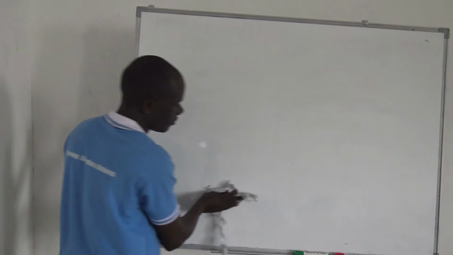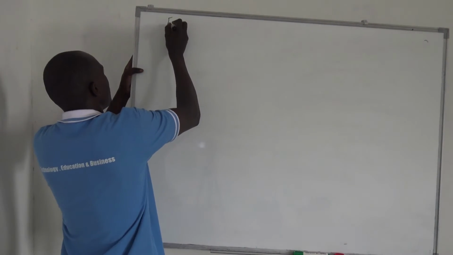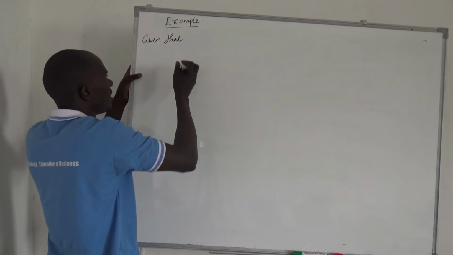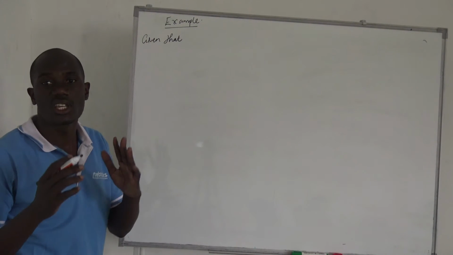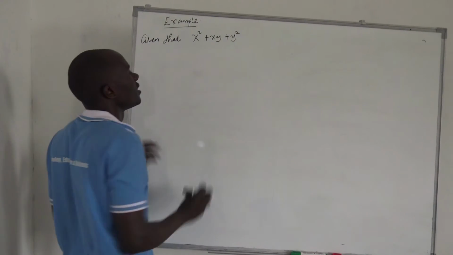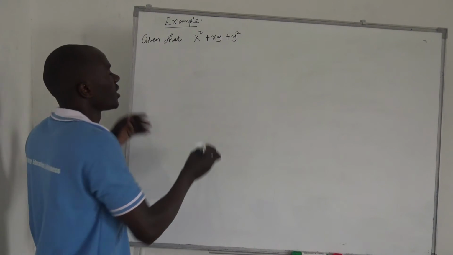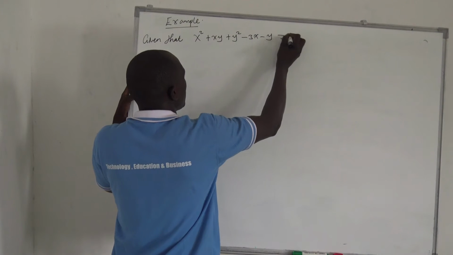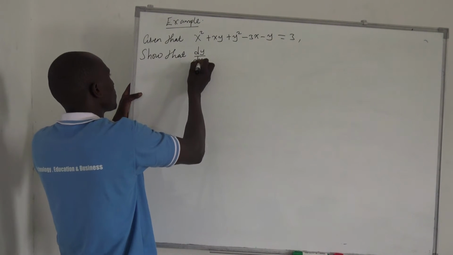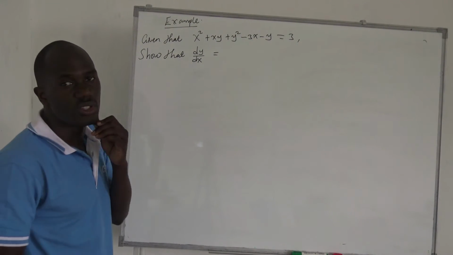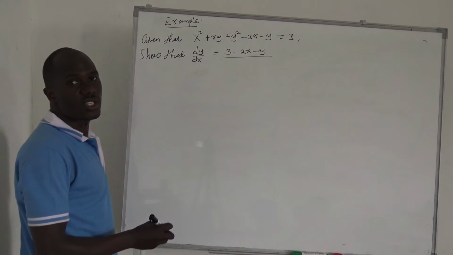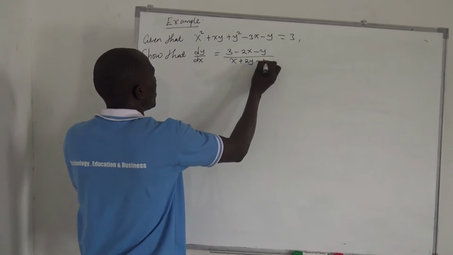I'm going to go to another example. Given that x squared plus xy plus y squared minus 3x minus y equals 3, show that dy/dx equals (3 minus 2x minus y) all over (x plus 2y minus 1).